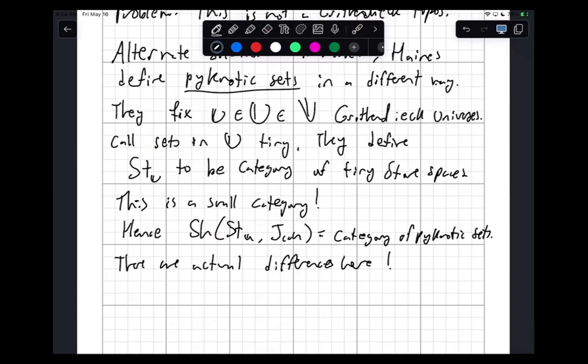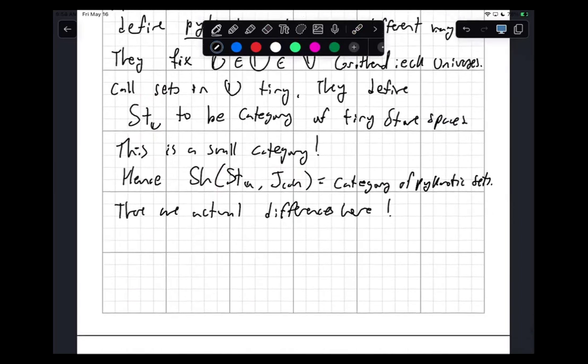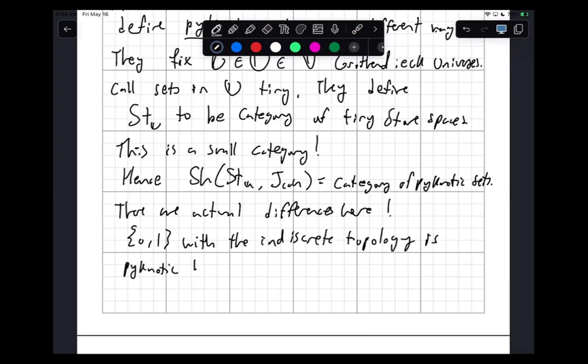This is the category of pyknotic sets, and there are actual differences. It actually has consequences for the theory. Like, this set with the indiscrete topology is pyknotic, but not condensed. Okay. So the reason why I'm harping on this is that this is real. This is something that you have to care about. As much as everybody loves to just throw this stuff under the rug, there are consequences.